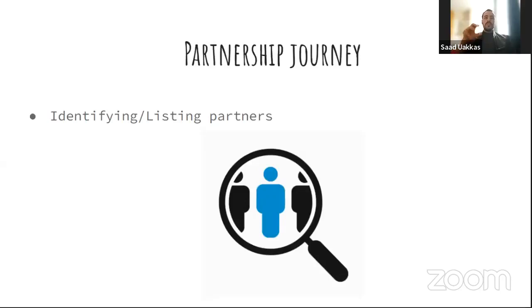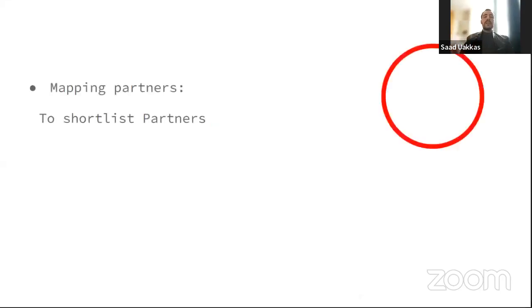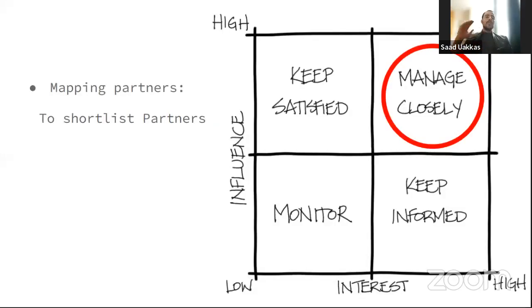For example, if it's situated in a specific city or area, you start listing who are the partners interested in this cause. If you're working on women, you would go to UN Women, Save the Children, or UNFPA, or different national organizations, maybe the Ministry of Women, or any NGO that works on women. If you're working on climate change, you would go to the United Nations Environment Programme, or the Climate Adaptation Network, or others. So you start making your list, and then you move on to mapping your partners.